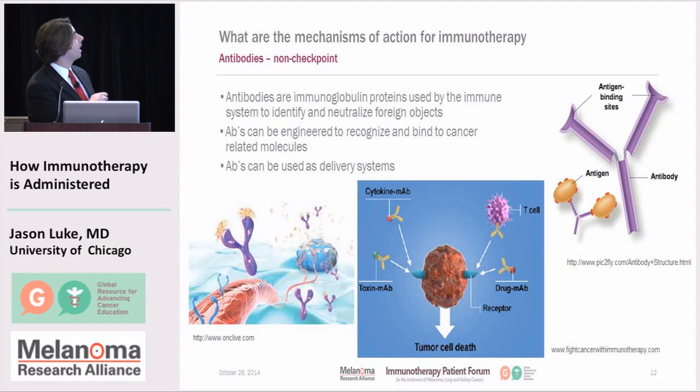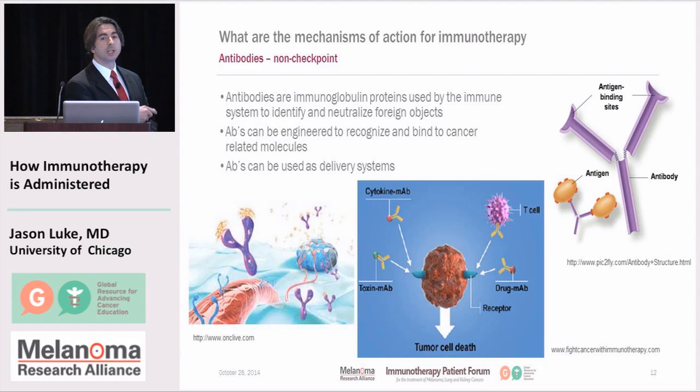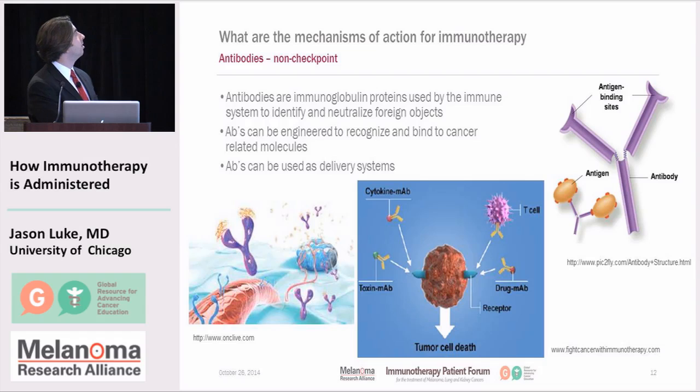So a third category of immune drugs are monoclonal antibodies, and I'm going to discuss them in two flavors. One is non-checkpoint inhibitors, and the other is checkpoint inhibitors. So what are these treatments? Well, antibodies are immunoglobulin proteins that are used by the immune system to identify and neutralize foreign objects. And you've seen antibody structure previously. But the important thing to take home is that it sort of looks like a Y.